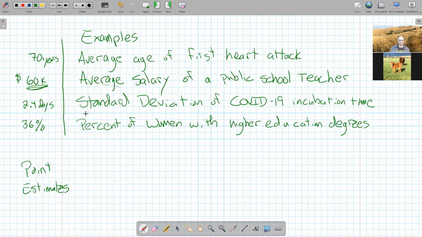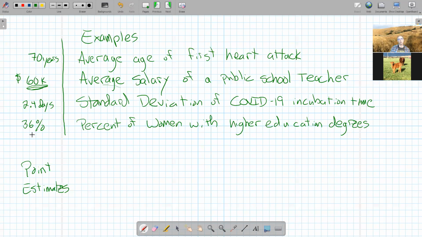Okay. Standard deviation of COVID-19 incubation time, we'll take a look at that one today. I've seen estimates that the standard deviation is around 2.4, 2.5 days, and the mean is about 5.5 days for the incubation time. We'll look at that in a minute too. Percent of women with higher education degrees, it's believed to be 36%.